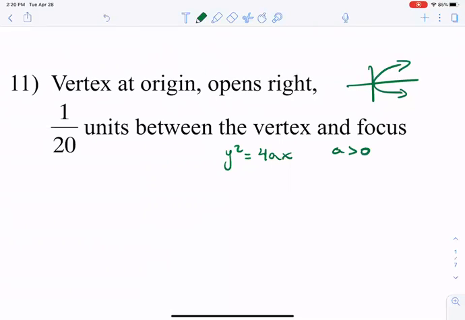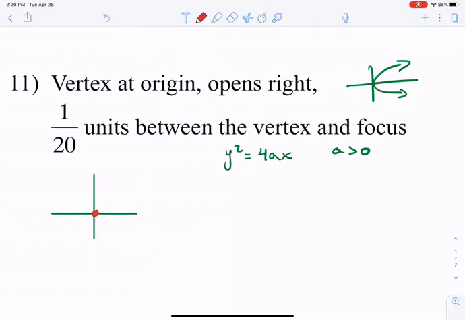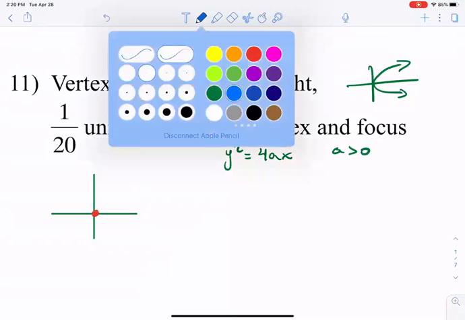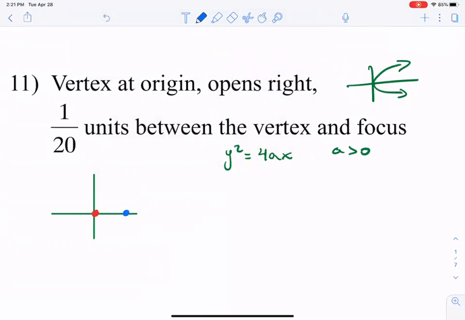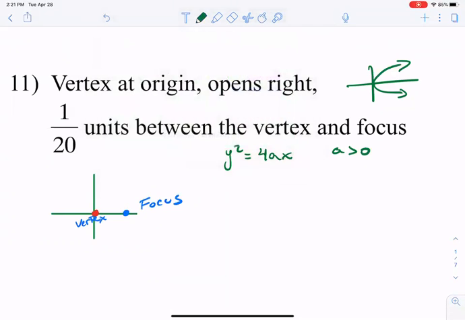So they're telling me that if I draw my picture again here, between the vertex and the focus, let's put that in blue. This is the origin, this is the vertex, and this is the focus. They're saying that the length between those two, let me put that in this color, the length between these two is 1/20.